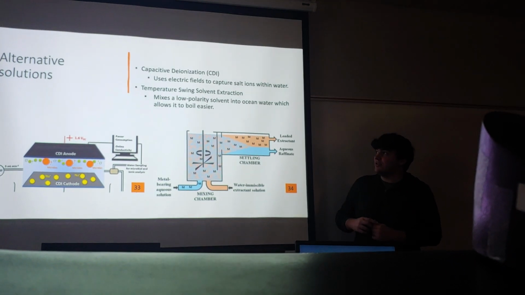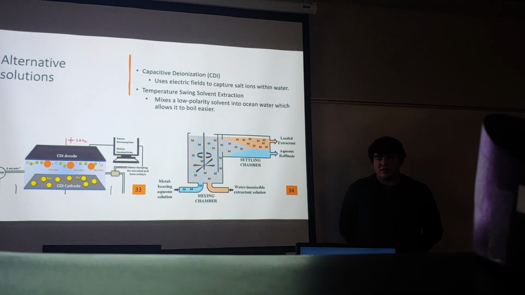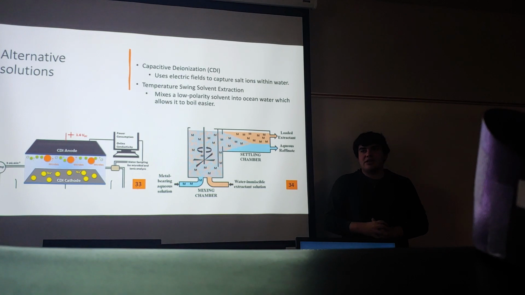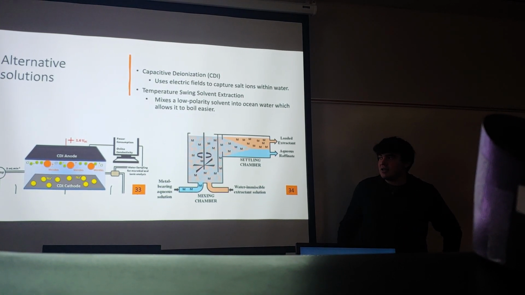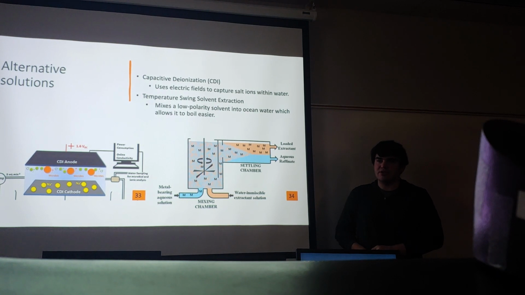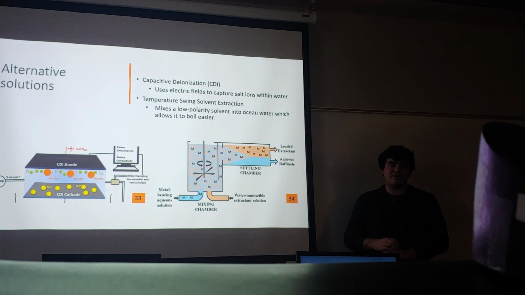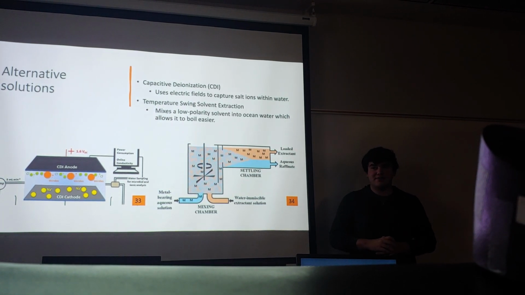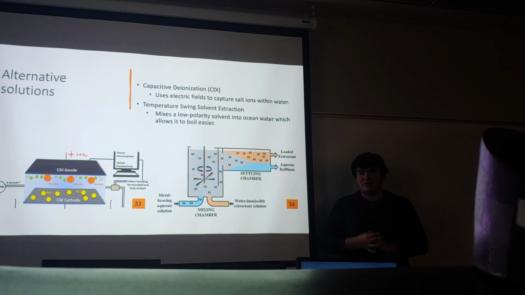Another alternative solution is temperature swing solvent extraction. It does this by introducing another solvent, such as calcium, into the liquid, which lowers the boiling point of salt water. And while this is good for energy efficiency, it is not good for expenses and waste.